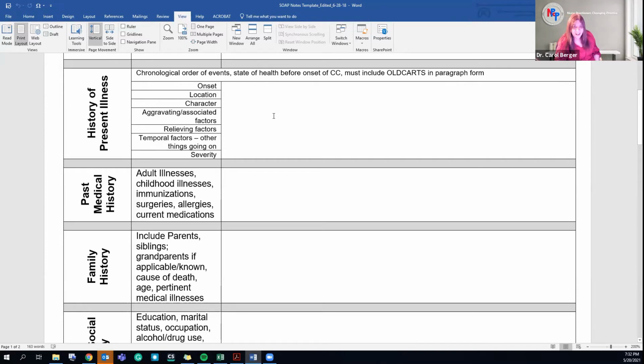And what makes it better? What makes it worse? Well, cold water and ice chips seem to make it better. And I've been spraying some of that Chloraseptic spray, and that makes it better. Sometimes I take a Tylenol or an ibuprofen, and that seems to help some, but it wears off. Those are all of my associated factors. And within that, I've also said my relieving factors, right? That's ice chips.